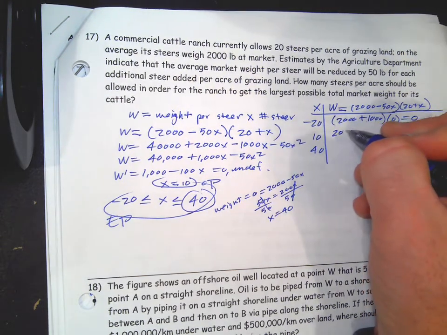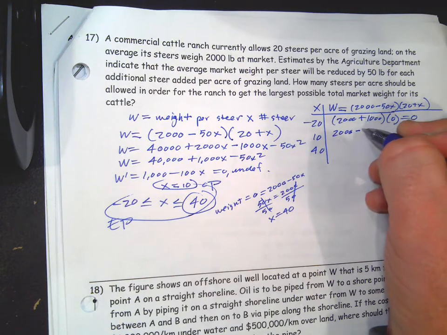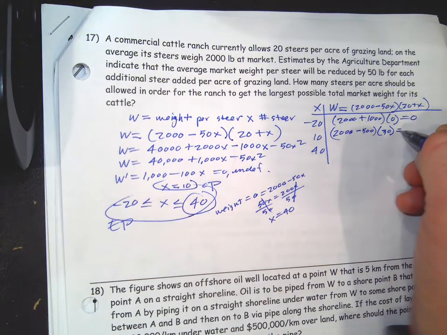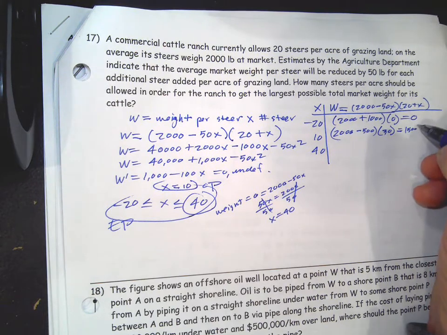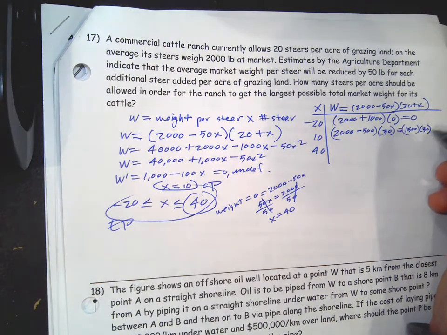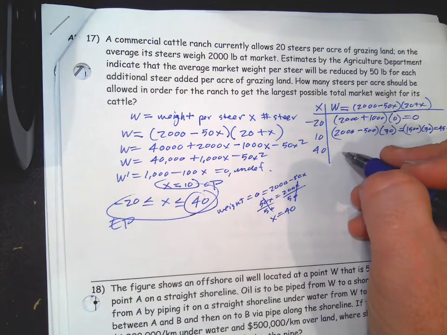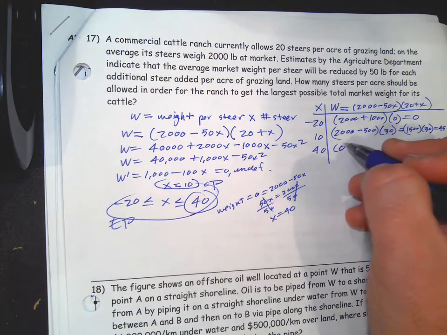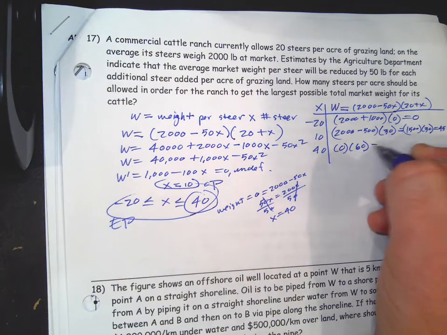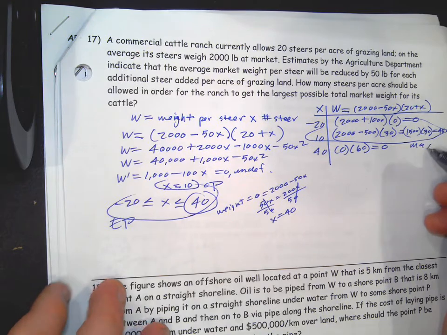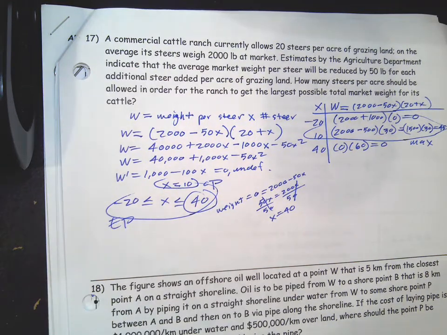This is going to be 2,000 minus 500. And this is going to be 30. So that's going to be 1,500 times 30. It's going to be 45 with 3 zeros. If we do 40, that's going to give you 0 here, 60 here, and you're going to have 0. So this is your max. And so now we just need to write that as an answer.